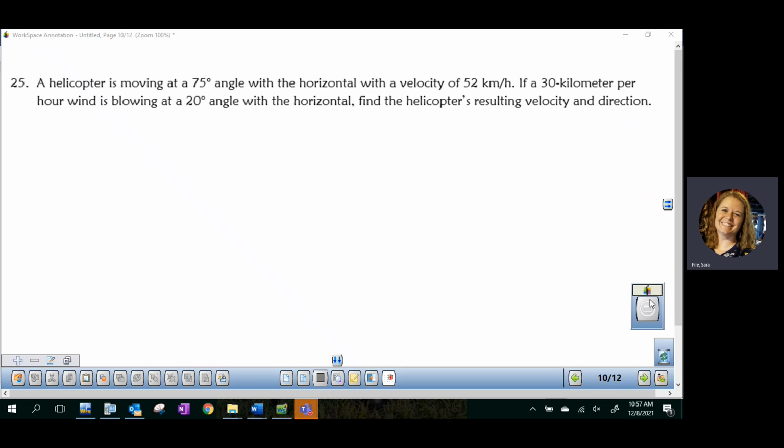25, 26, and 27 are some word problems. Remember, in our notes for vectors, we looked at 2 different ways to do word problems like this. When you're looking for a resultant vector, you could physically draw the addition tip to tail method or triangle method, creating a triangle using law of sines and cosines.